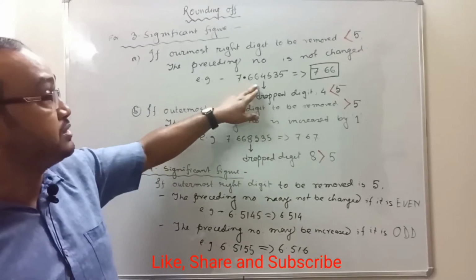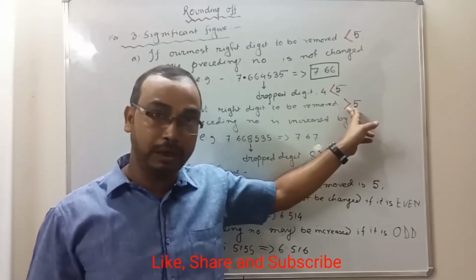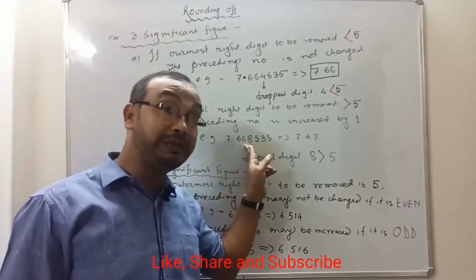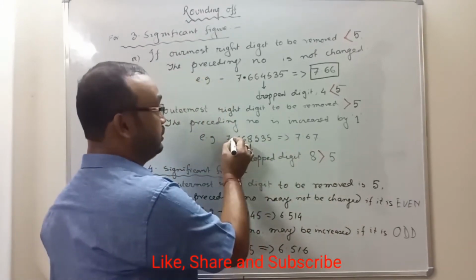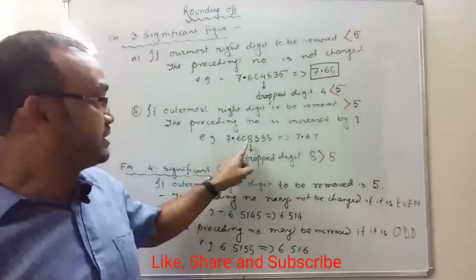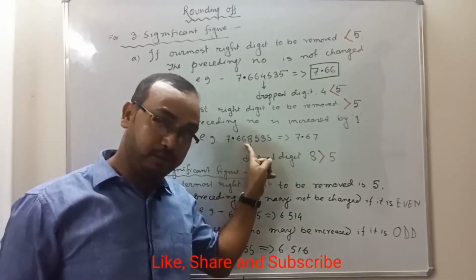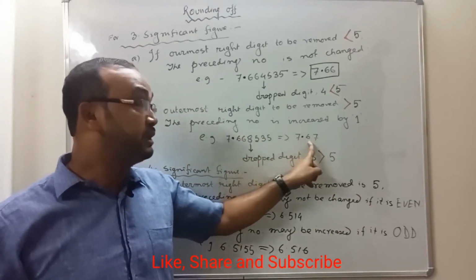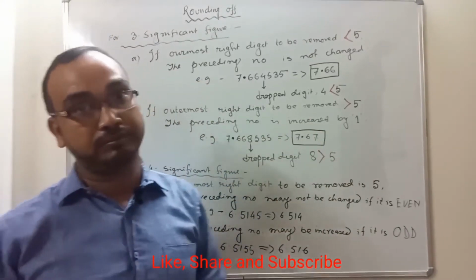Now if the outermost right digit is greater than 5, what will happen? If it is greater than 5, then the preceding number will be increased by 1. So here we will take up to 3 significant figures. So here 7.668535. For 3 significant figures, we have to drop this 8, which is greater than 5. That's why this preceding number will be increased by 1. That is, here it will be 7.67.